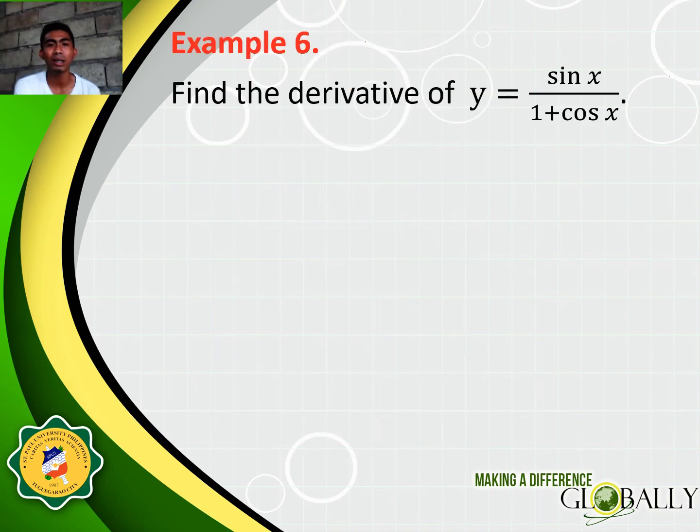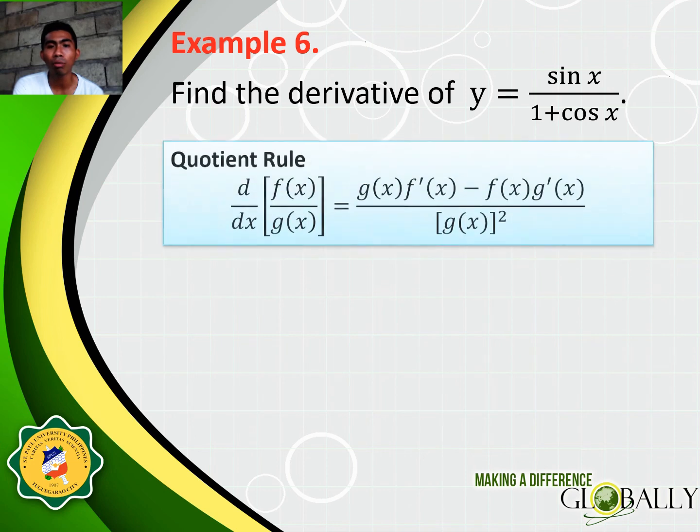Let's proceed to example number 6. Find the derivative of y equals sine x over 1 plus cosine x. As you can see, the given function y is the quotient of two functions. Considering sine x be the first function and 1 plus cosine x be the other function. So let's recall the quotient rule.